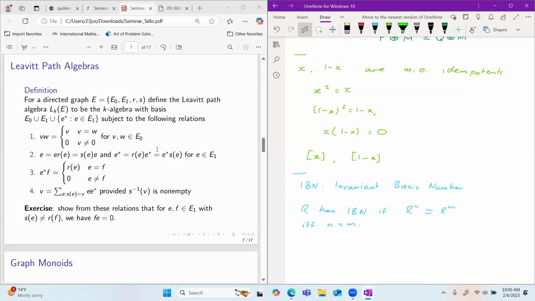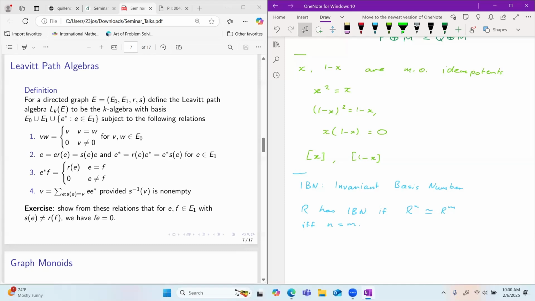If you're familiar with Leavitt path algebras, you can skip this part, but if you're not, and you can't be bothered to look it up yourself, you can listen to me for a little bit. So if you have a directed graph with our vertices, our edges, and our range and source maps, we can define the Leavitt path algebra as the K-algebra on symbols E0, E1, union E1, union what we'll call the ghost edges.